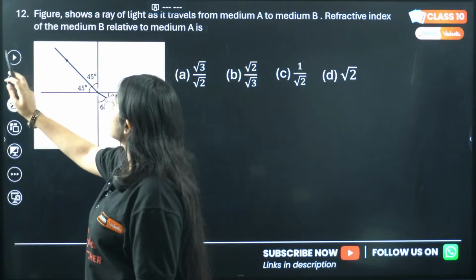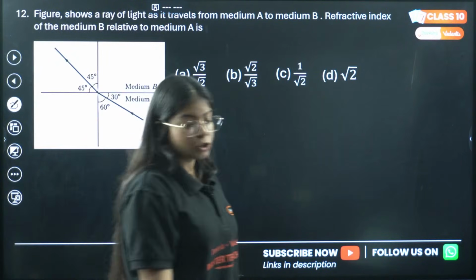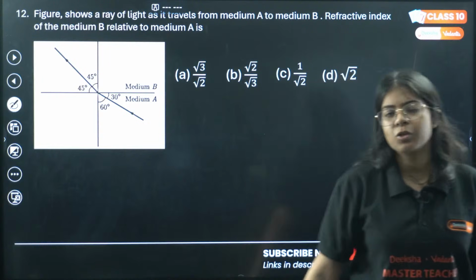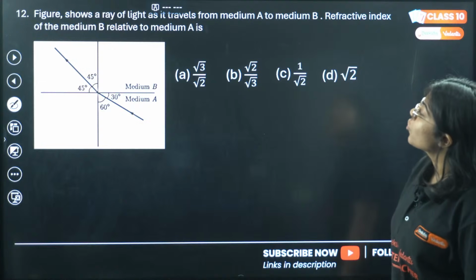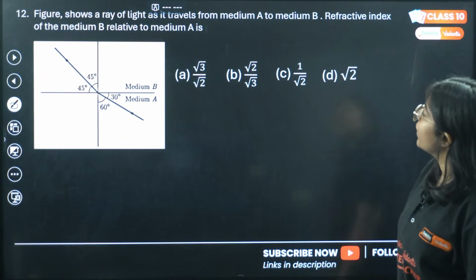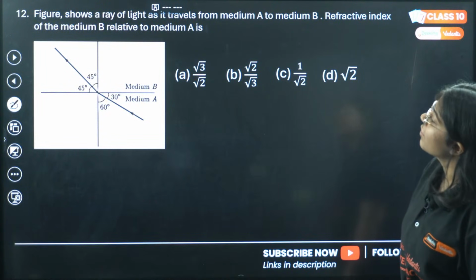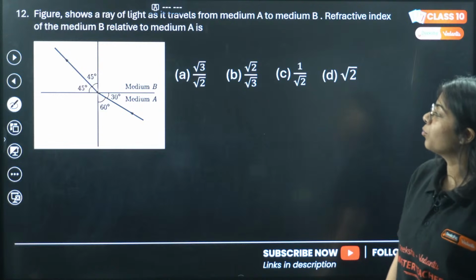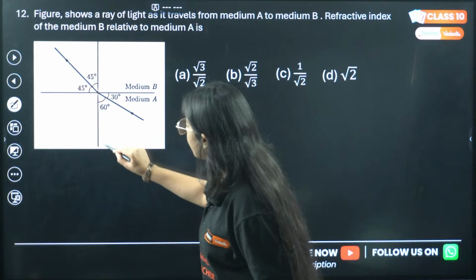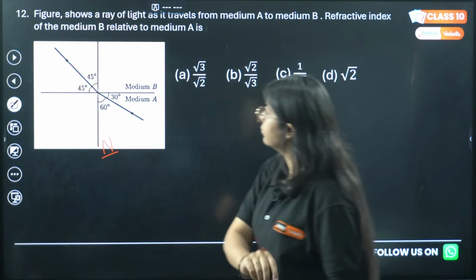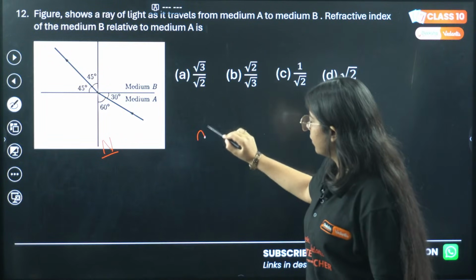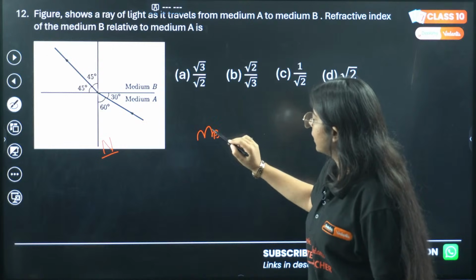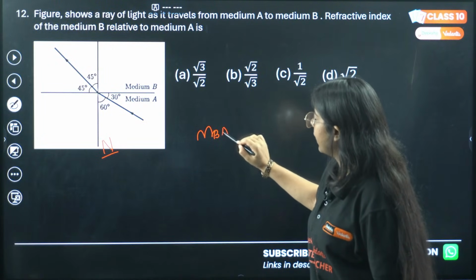Okay, next question. This figure shows, good question, you probably need a pen and paper if you're not a superhuman. It shows a ray of light as it travels from medium A to medium B. Now this is the normal, I'll tell you. We have to find the refractive index of medium B relative to medium A.